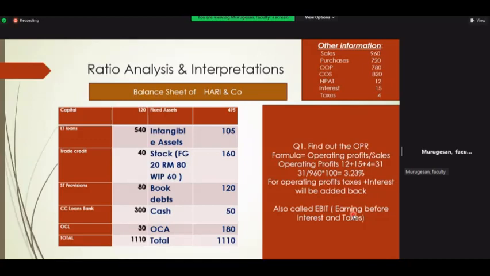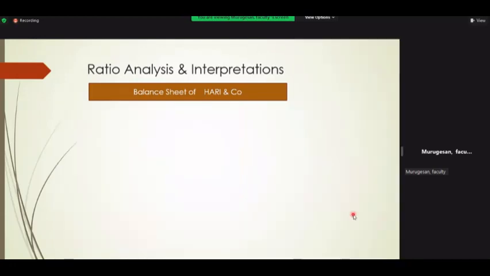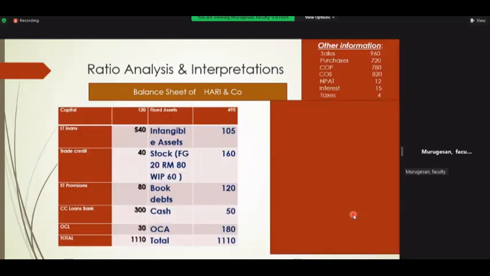Okay, friends? Understood? So EBIT is very important, especially in leverage calculation and all. But that is for MBA people. For you bankers, I think to this extent, these are the popularly used ratios. Okay, next one, you see, simple.